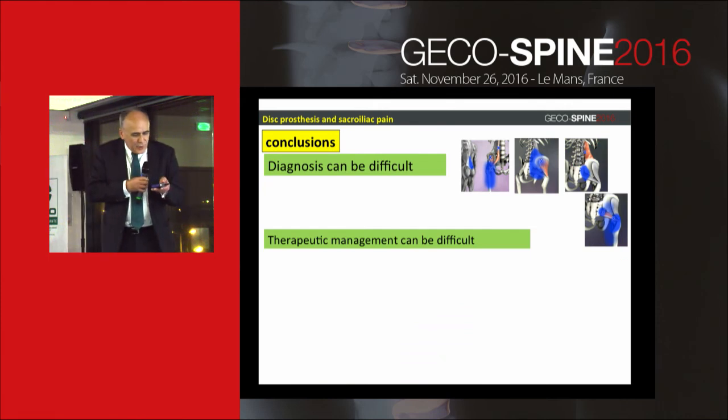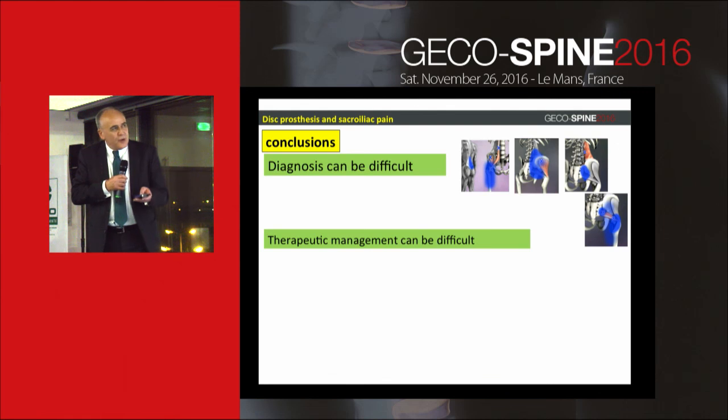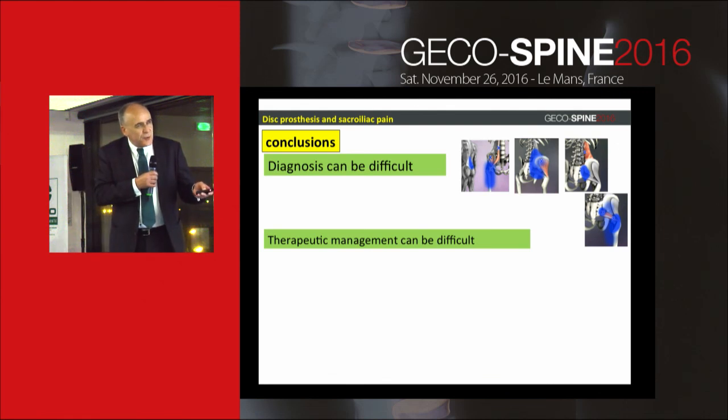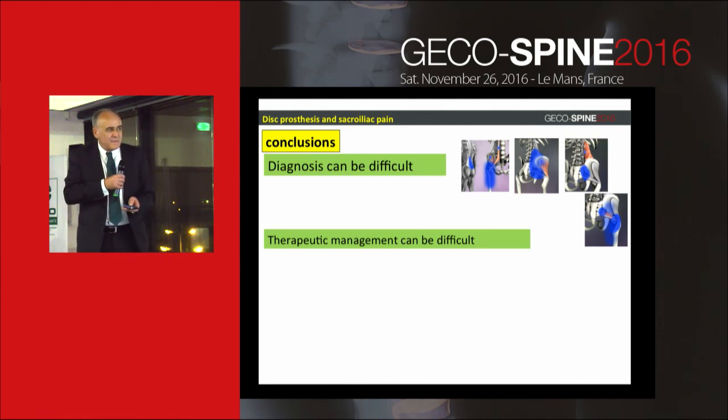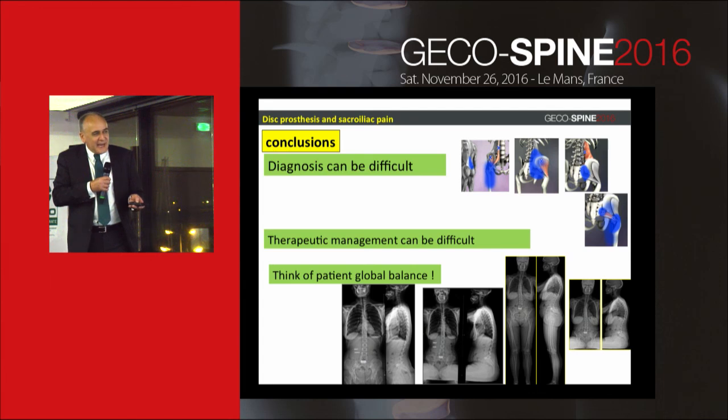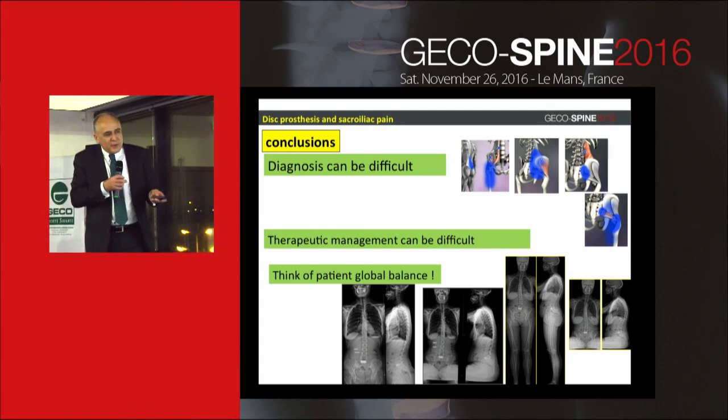So, to conclude, diagnosis can be very difficult. I think the main problem can be, of course, facet joint, but I think also this problem with the psoas and the piriformis muscle. Therapeutic management can be difficult. We need to know if the patient seems to have a sciatica, that perhaps it is not the real sciatica, but a radiation due to the sacroiliac pain. And I am convinced that we have to think about the global balance of the patient. Even if we don't have EOS, look at a plain X-ray focused on the pelvis to see if there is a pelvic rotation. It can be the solution to solve this problem of pelvic rotation. Thank you.